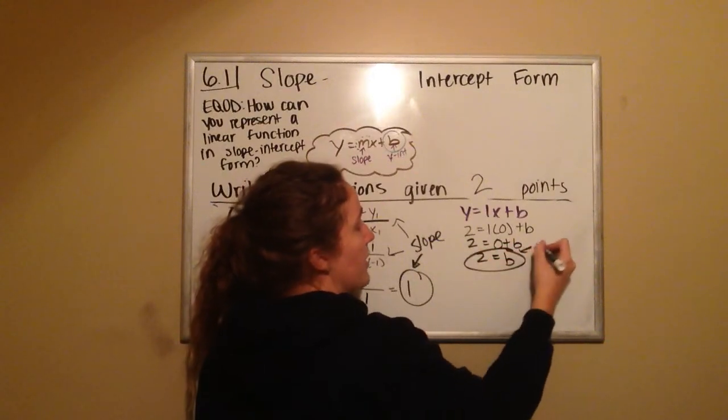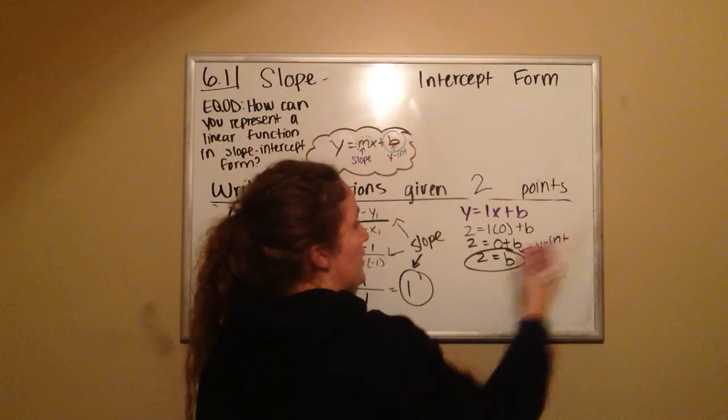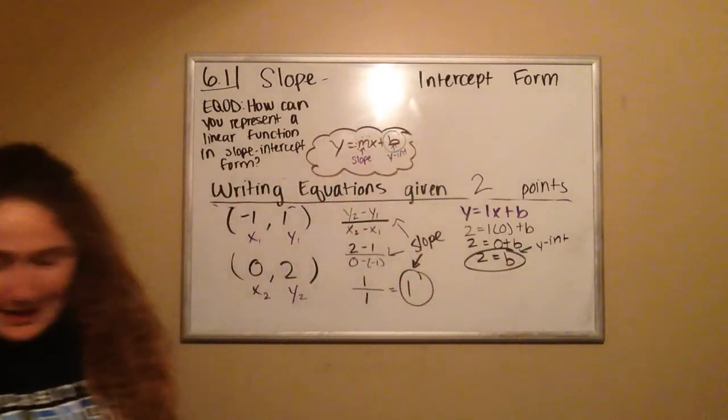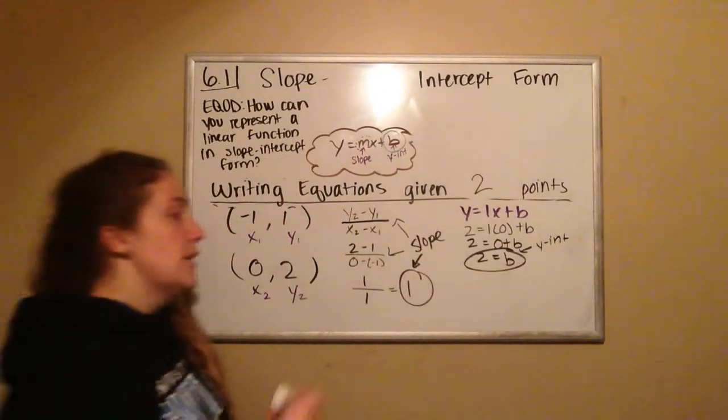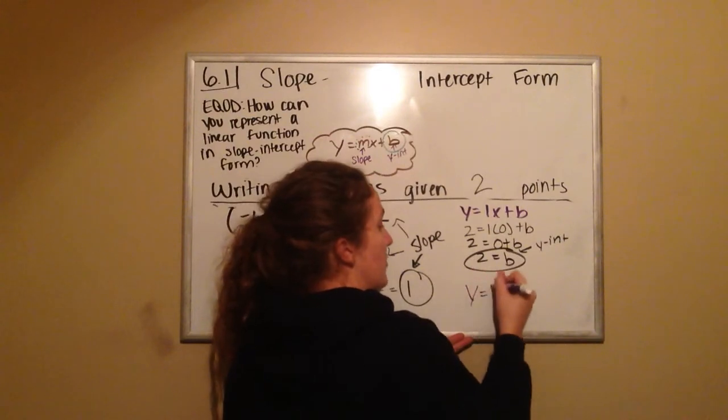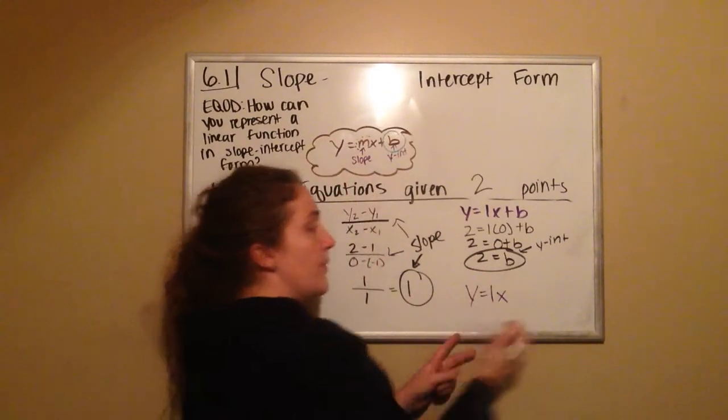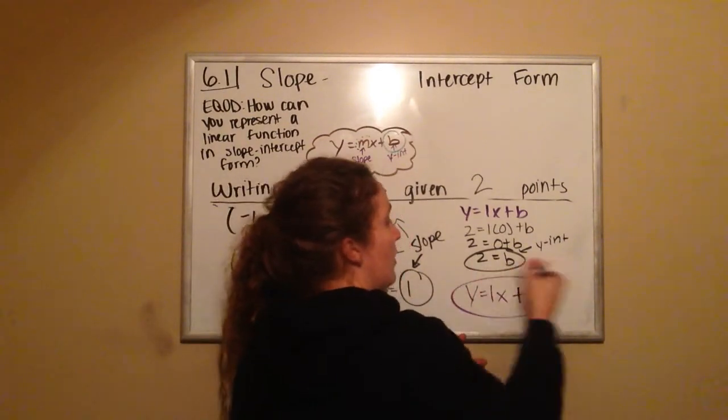Cool, and what I just found there was my y-intercept. So I've got my slope, got my y-intercept. Now I have enough, finally, to write my equation. Y is equal to 1x, right? That's my slope, plus 2. Final answer.